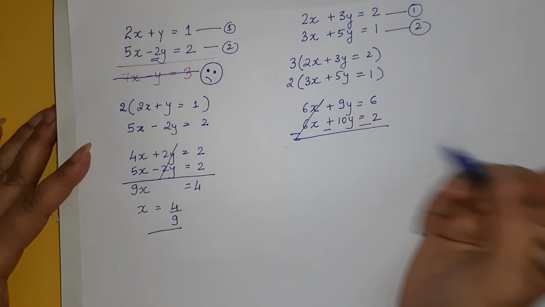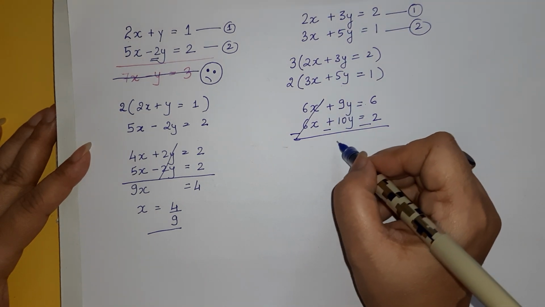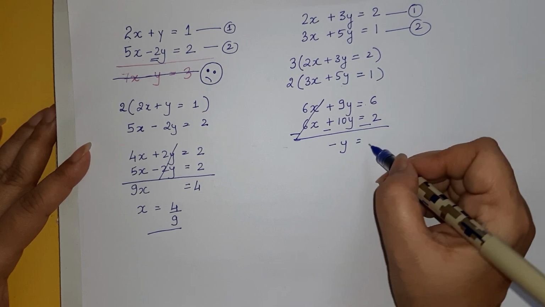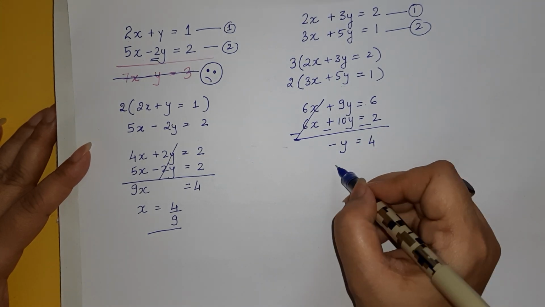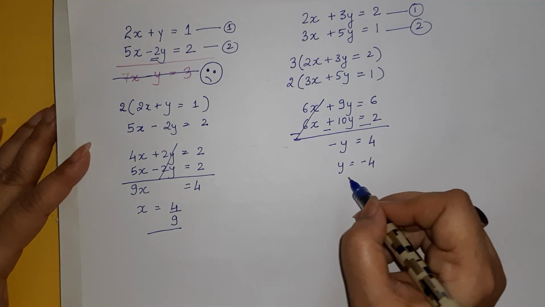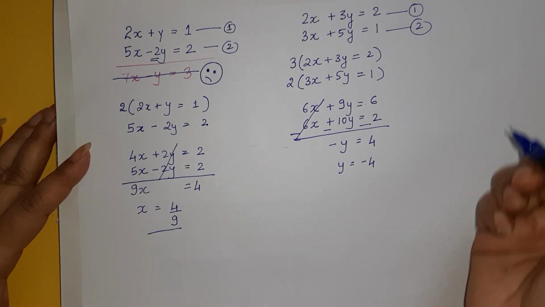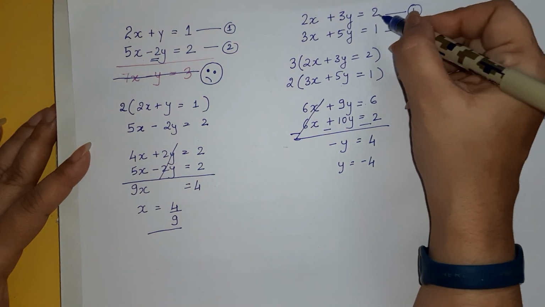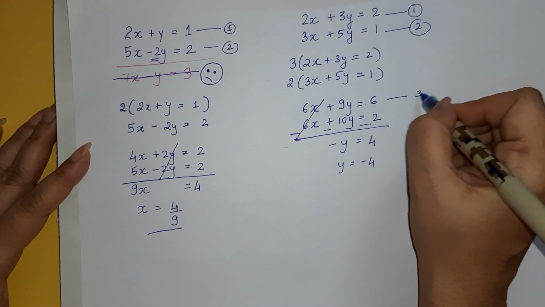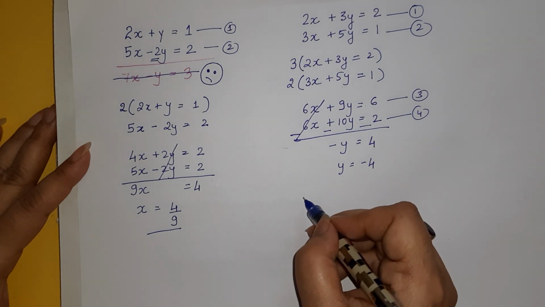So 6x minus 6x gets cancelled. 9y minus 10y gives you minus y. And 6 minus 2 gives you 4. So y is equal to minus 4, so the value of y is 4. If you want, you can put it in any of the equations, either 1, 2 or the newly created equations. Wherever you want, you can put the values.